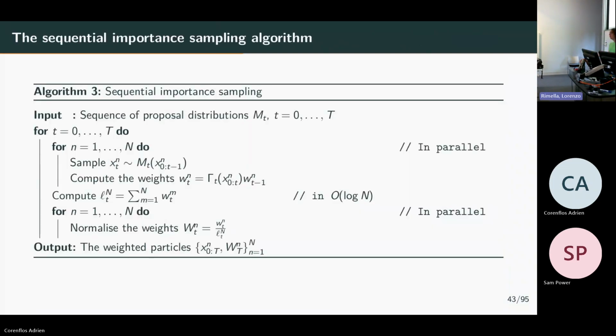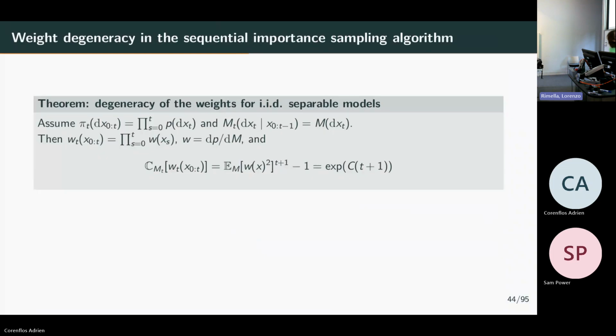So how you would implement that is essentially like that. Sample from M0. If you have t equals 0 and x t minus 1, then I just ignore x t minus 1. So you sample a bunch of particles at time t, then you compute weights that correspond to the previous weights you had, plus the increment of your importance density, and you keep on going. You normalize, et cetera, and then you get a bunch of weighted particles.